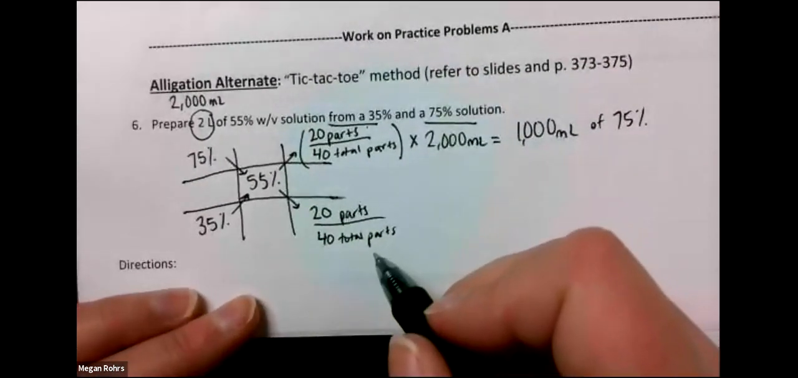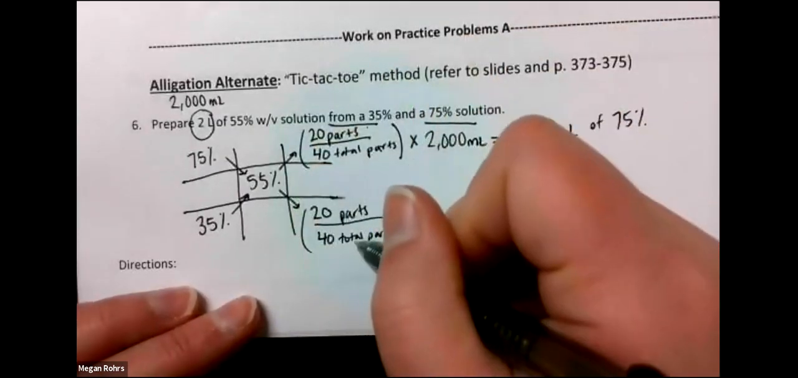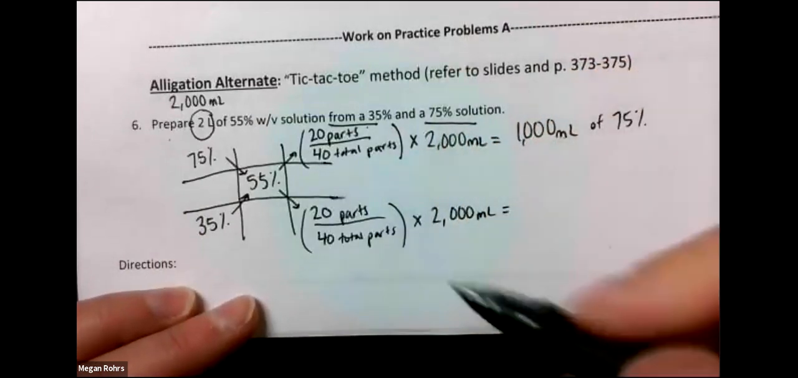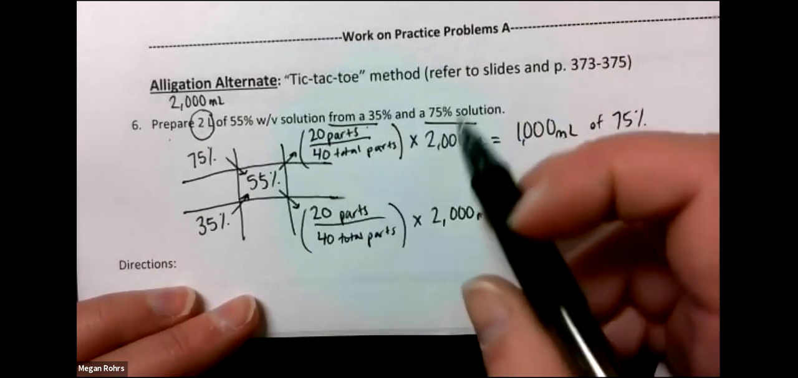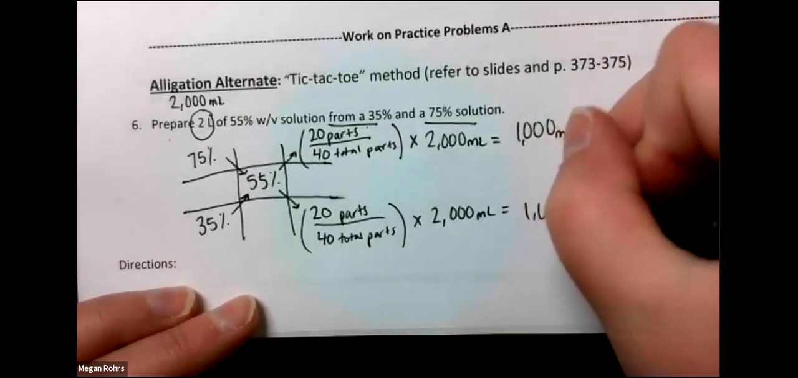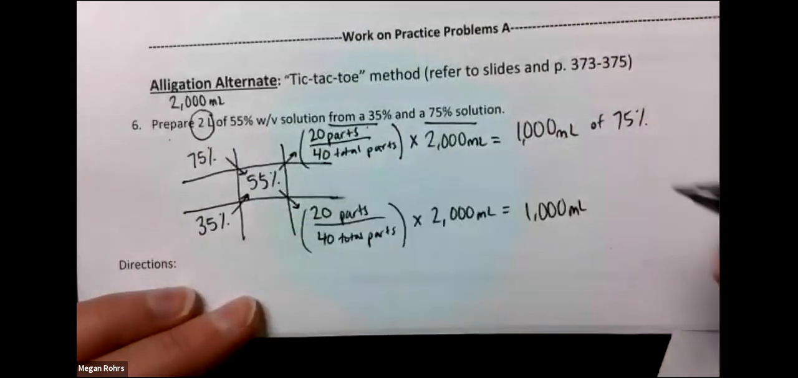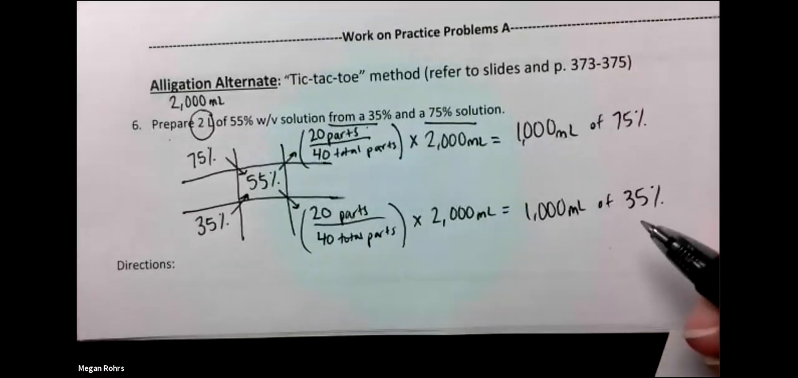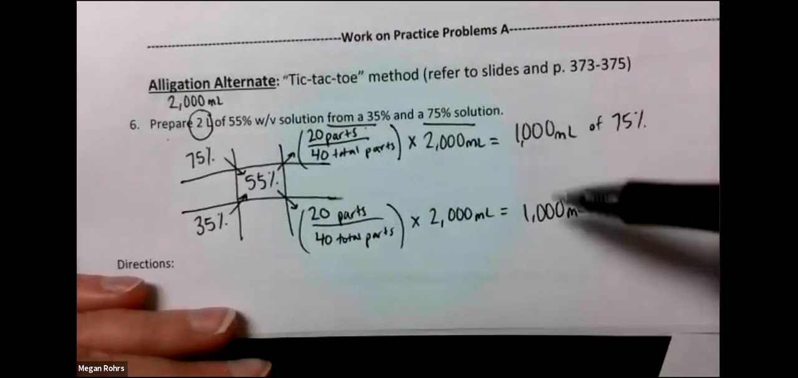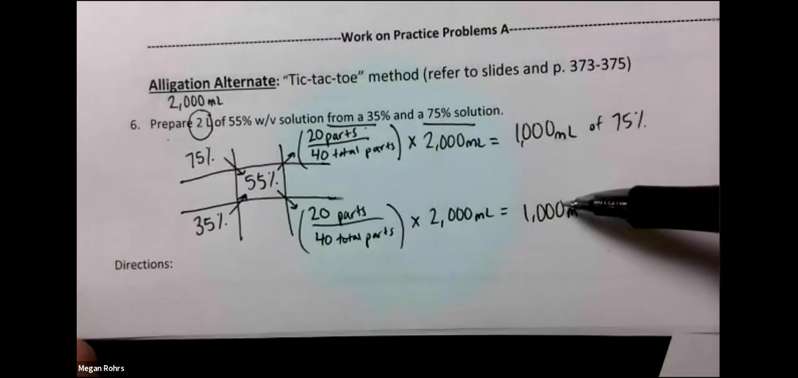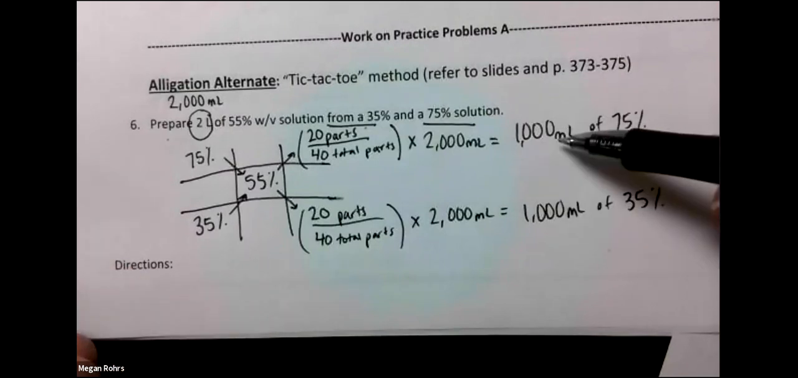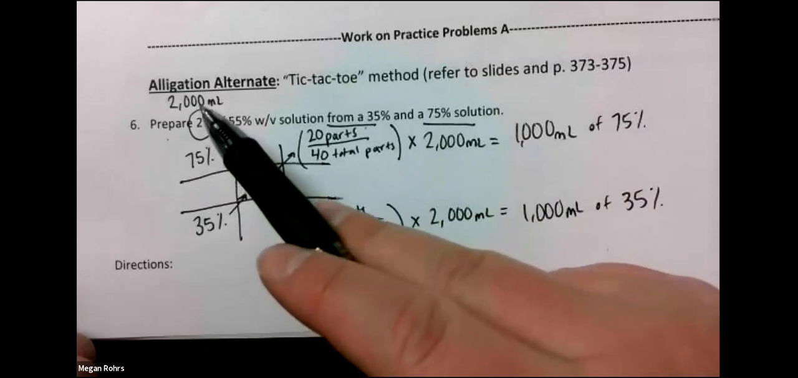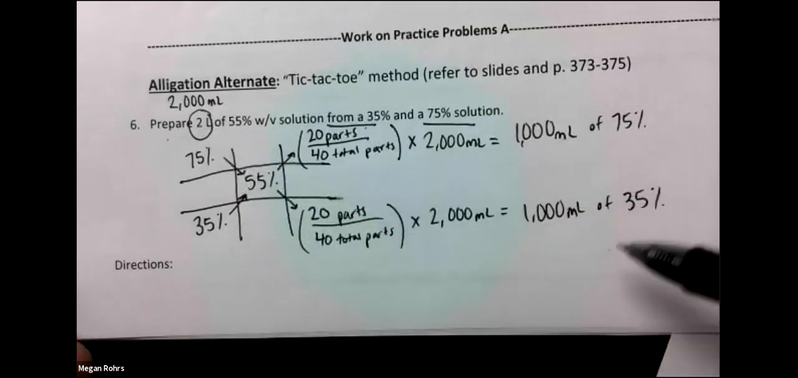And I'm going to do the same thing here. So 20 out of 40 times my total. And we see here, this is the exact same problem. So this one's going to work out the exact same way. So now I also need 1,000 mils of my 35% solution. So the way that you can check your work to see if these quantities are correct is if they add to equal our quantity. So 1,000 plus 1,000 does equal 2,000. So we know that we've done this correct.